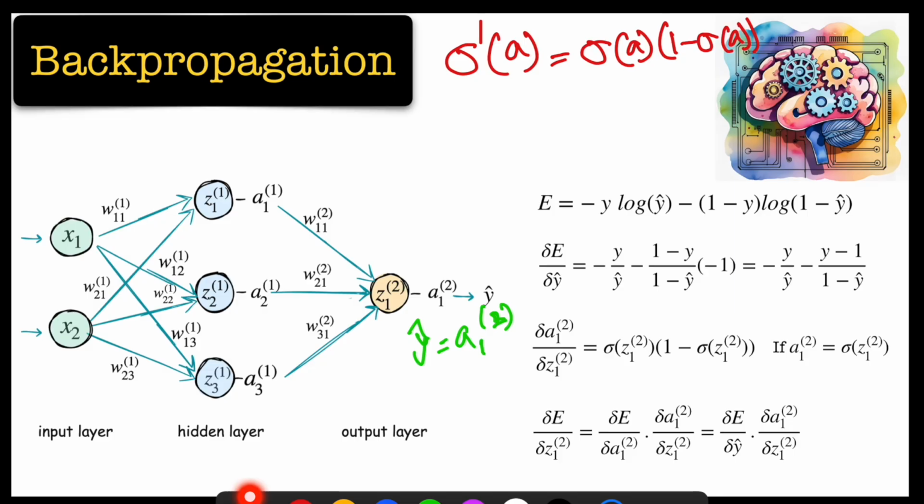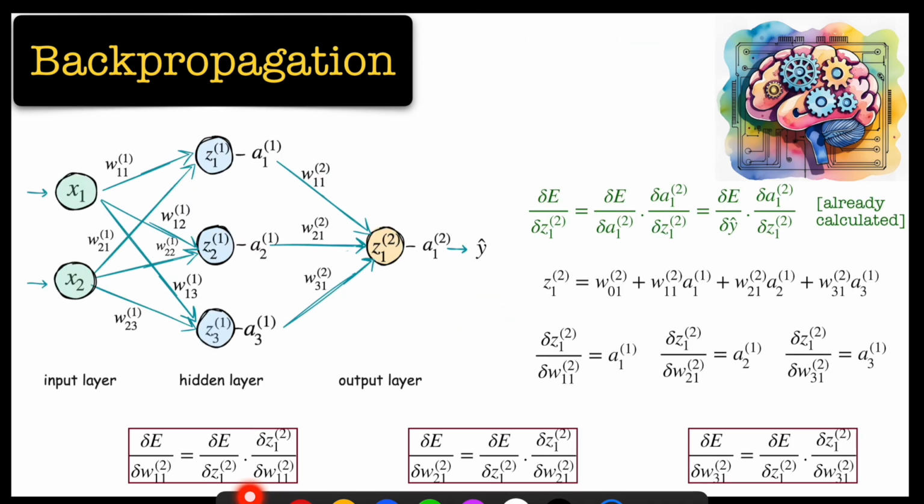Now how will we calculate del E del z1 2? Del E del z1 2 is what? Using the chain rule, it will be del E del a1 2 times del a1 2 del z1 2. We calculated both here and we can just multiply these and we'll get the value. So we calculated del E del z1 2 till here. This is what we already calculated.